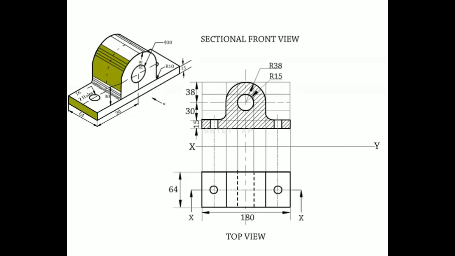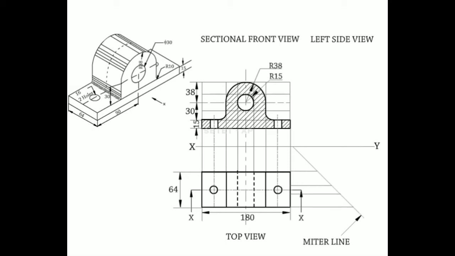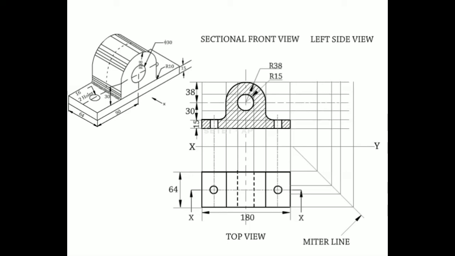To draw the left side view, first draw the mitre line and projectors from the top view through the mitre line. Now draw the projectors from the front view horizontally. Now complete the left side view. Show the hidden details by dotted line and visible details by dark line. Appropriately represent the dimensions.